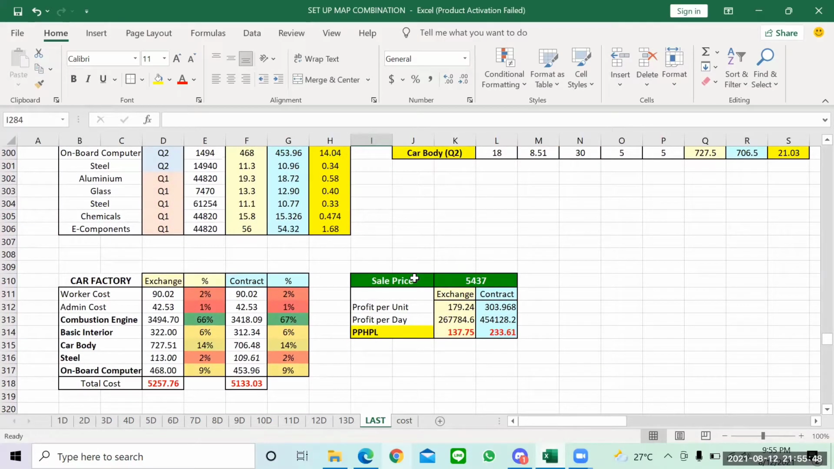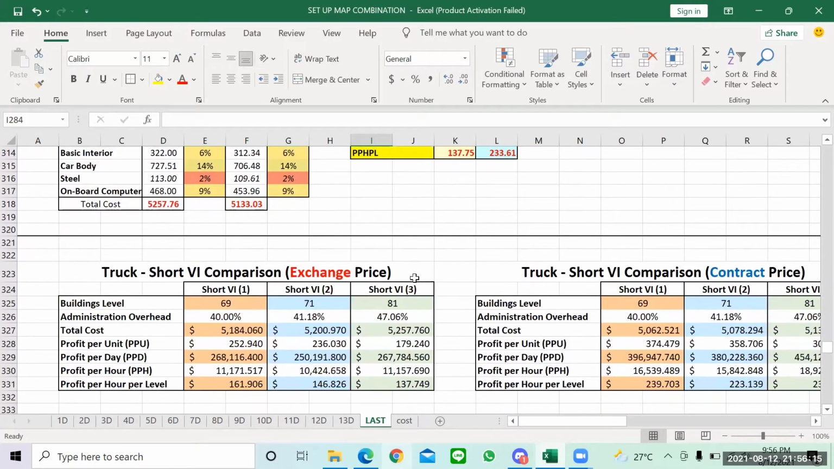And for the car factory, your total cost is 5257. And for the contract, your total cost is 5133. For the profit per hour level, it is 137 till 233. I think that is quite good.